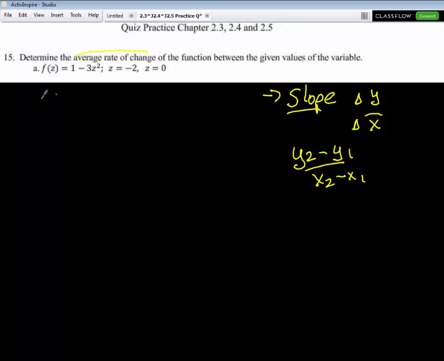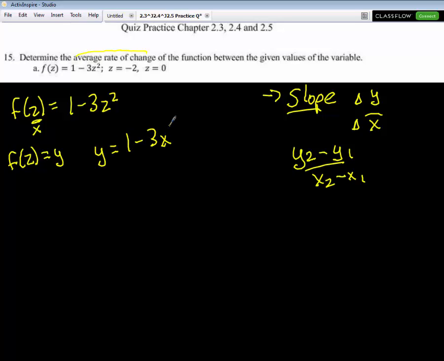Well, here it says I have a function f of z equals 1 minus 3z squared. Well, in this case, z is like our x, right? That's the same thing as kind of x. And f of z, so that would be the same thing as y. So this is like saying y equals 1 minus 3x squared. Well, it says here, so that means the same exact concept. So I can plug values into our equation and see what we get.